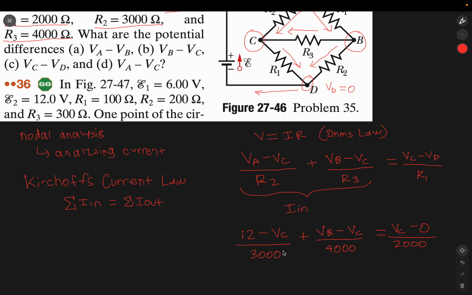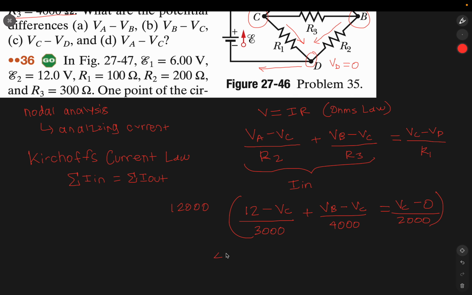Now we can find our common denominator so that we can get rid of the denominators. That's pretty simple. It's going to be 12,000, and we get 4,000 times 12 minus VC, plus 3,000 times VB minus VC, equals 6,000 VC.